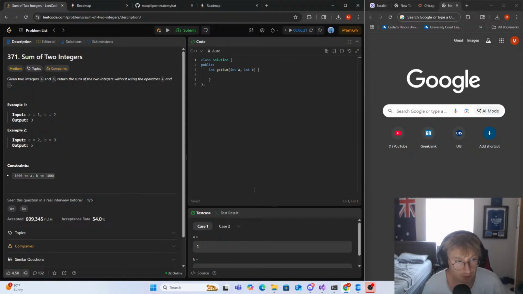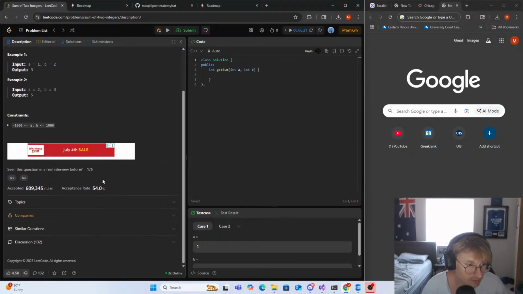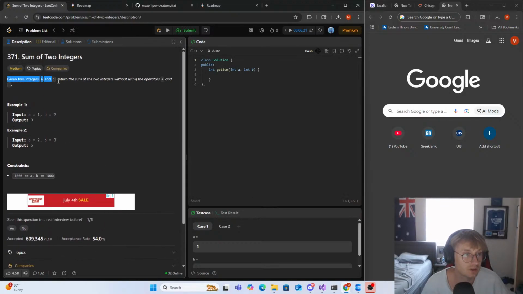So this one's probably going to be a little bit tougher. Given two integers A and B, return the sum of the two integers without using plus and minus.